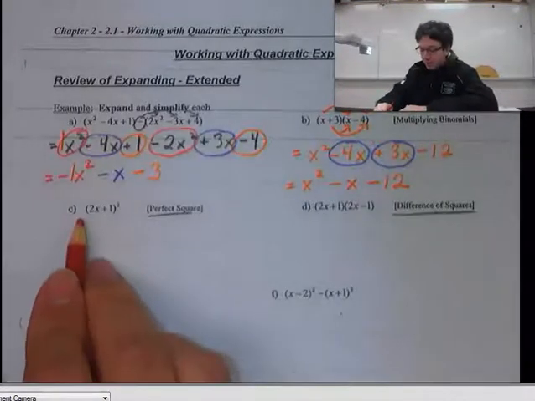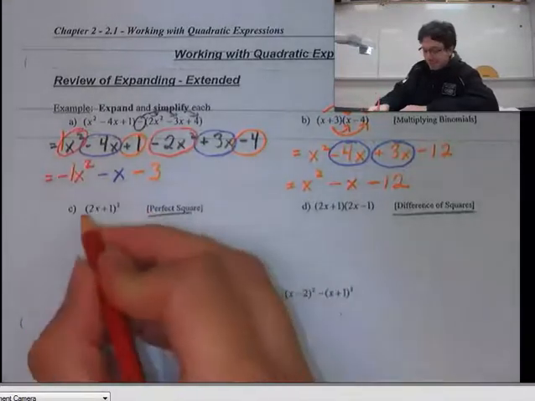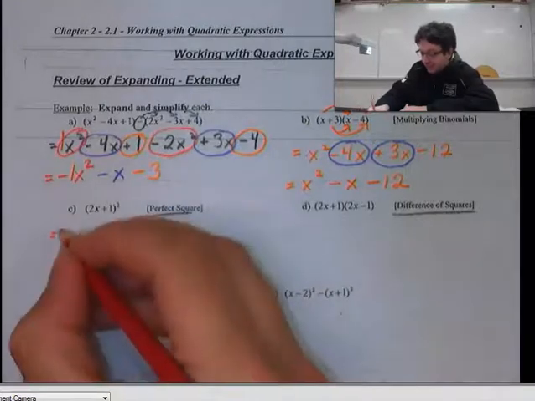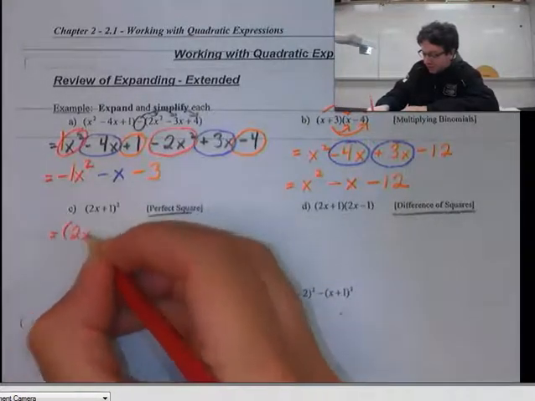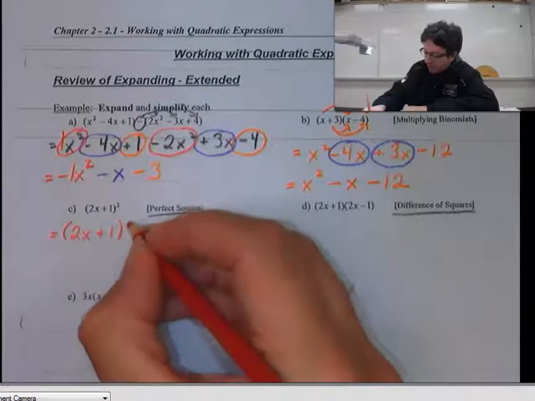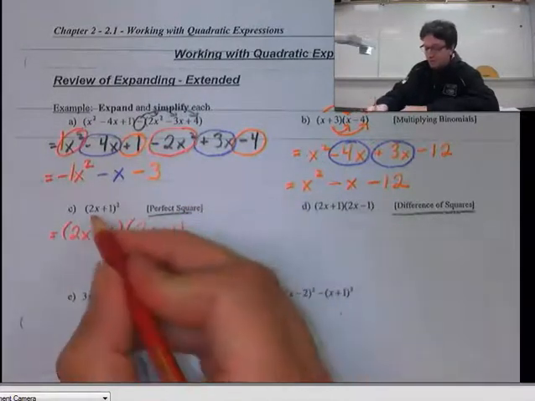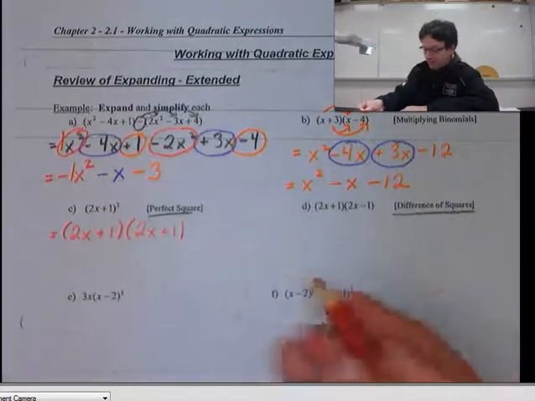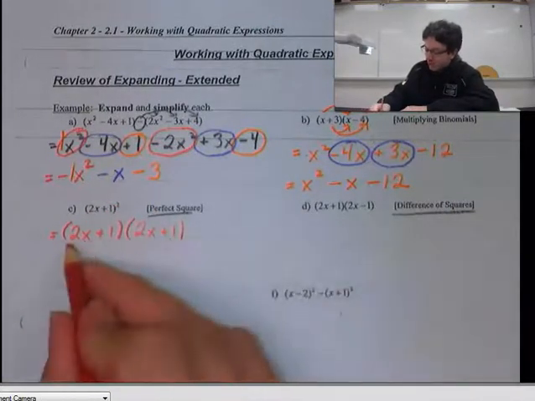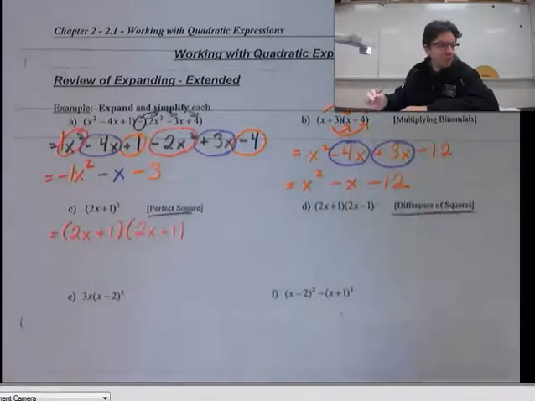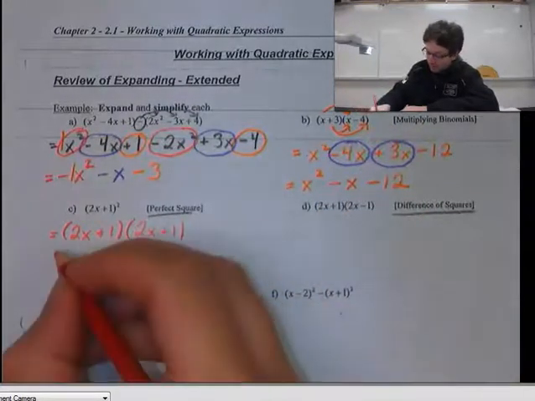Okay, so the next one is our perfect square. So we just have this bracket squared. So if we're going to expand that, easiest thing to do is just to write it out twice. I'm not going to give you any exponent bigger than that. We're not going to have 2x plus 1 to the power of 5 or anything. So the easiest thing to do is to just write it out twice, and then do the exact same thing we did over here where we multiplied two binomials.